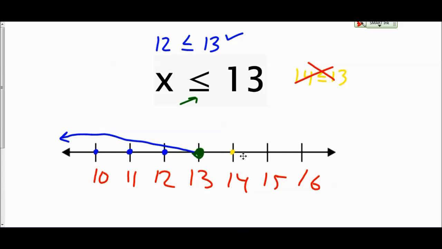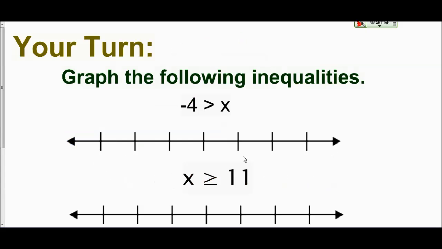So here's what I want you to do. I want you to take 2 minutes. Here are 2 problems. I want you to fill out the number line. So make sure you mark it, make sure you count them evenly, and then graph these 2 inequalities. Determine whether it's going to be an open circle or a closed circle, and then which way your arrow is going to go. So I'm going to give you about 2 minutes to give this a go.